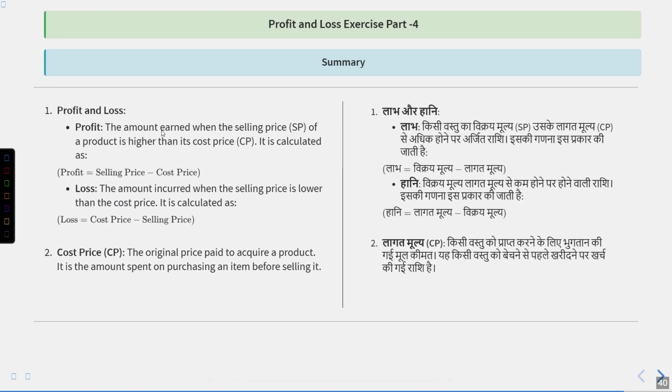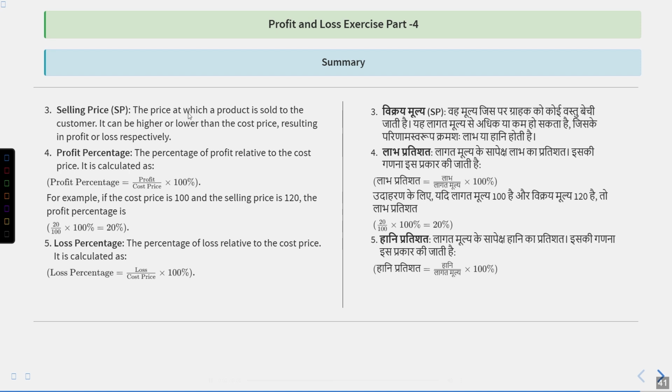Profit and loss. Profit is the amount earned when the selling price of a product is higher than the cost price. It is calculated as profit equals selling price minus cost price. Same way, loss is the amount incurred when the selling price is lower than the cost price. It is calculated as cost price minus selling price. What is cost price? The original price paid to acquire a product. It is the amount spent on purchasing an item before selling it. Next one, selling price. The price at which the product is sold to the customer. It can be higher or lower than the cost price, resulting in profit or loss respectively.